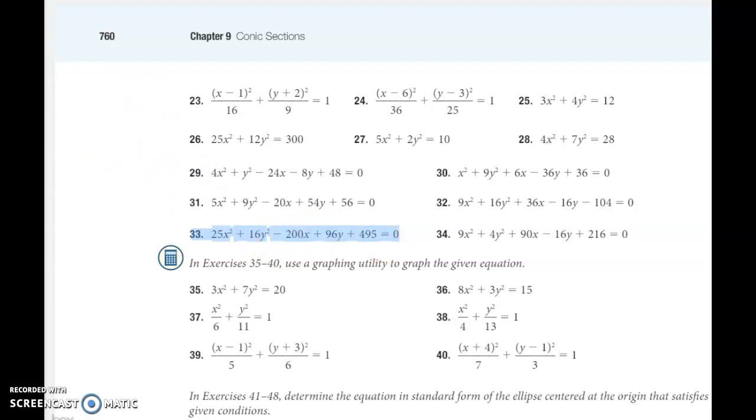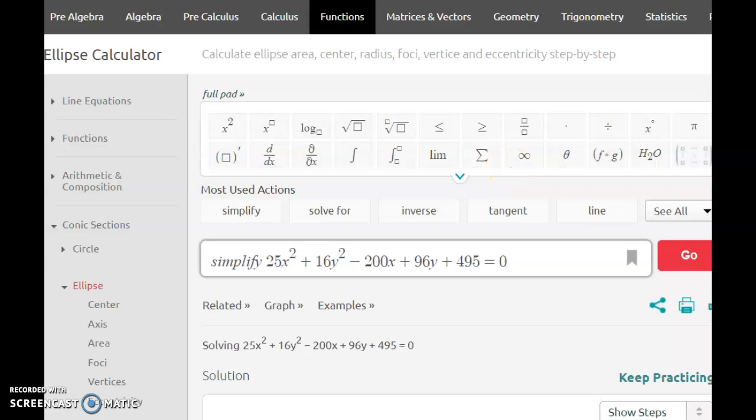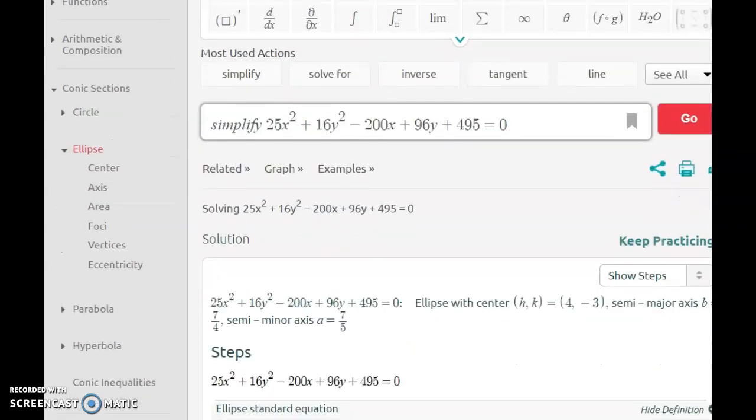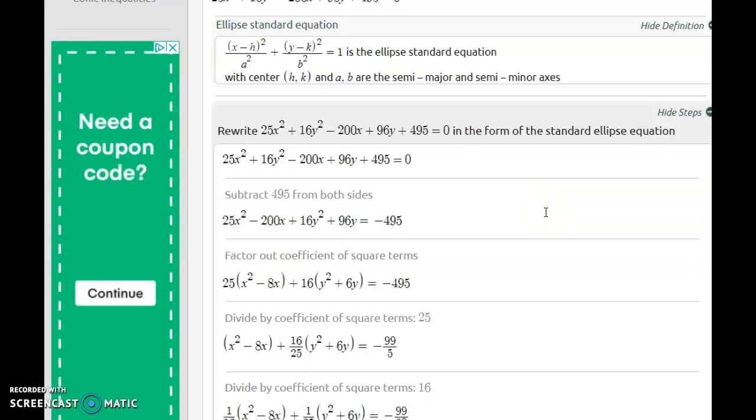Let's see, minus 200 plus 96. Oh, minus 200 is the only one negative. There we go. There it is. Hit the go button, and Symbolab analyzes it. And if we show the steps, then we can see that here.